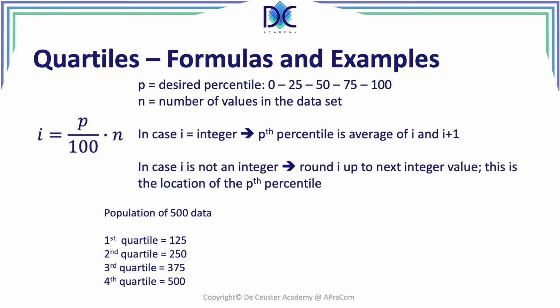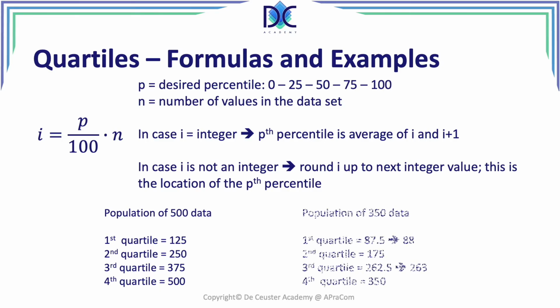The first quartile is 25% of 500, which is 125. The second quartile is 250. The third quartile is 375. The fourth quartile is 500. And when we do the same on a population or a sample of 350 data, we find the first quartile to be equal to 88, the second quartile 175, the third quartile 262.5, which we change into 263, and the fourth quartile, which is 350.